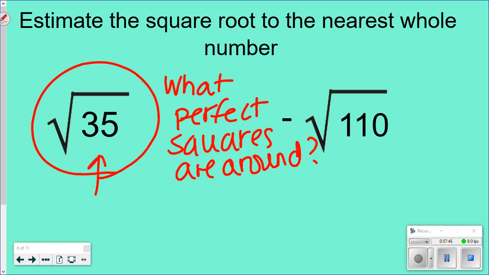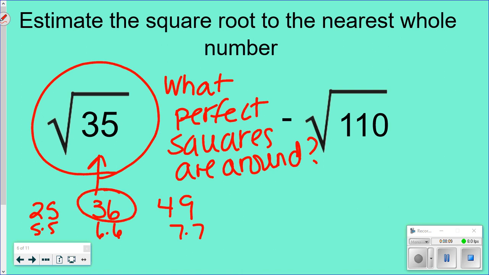Okay, so if I look at 35, think of your list of perfect squares. 25 is a perfect square, 36 is a perfect square, 49 is a perfect square. This would be 5 times 5, this would be 6 times 6, this would be 7 times 7. So look at 35. What's it going to fall closest to? We know that it's going to fall closest to this one. So roughly, the square root is going to be about, this is the sign for about, 6. If you're estimating, we're going to estimate. We're not just finding what the square root is on our calculator. We're estimating what it is.